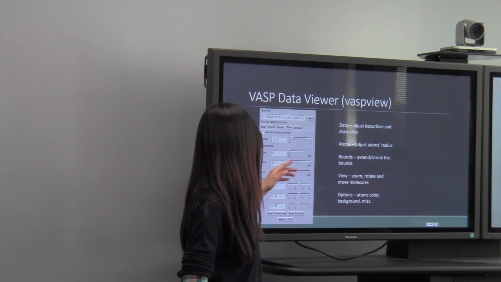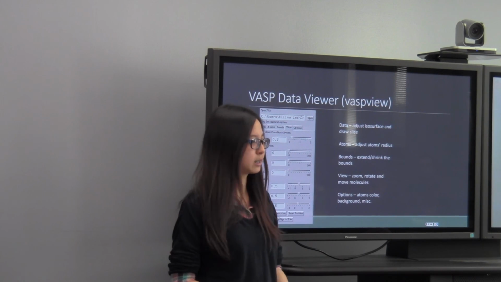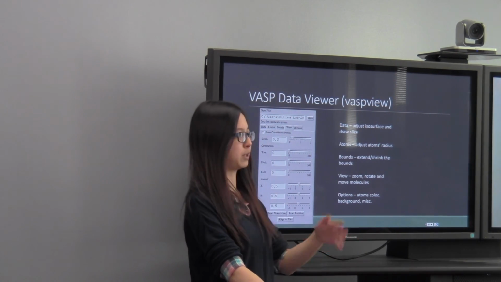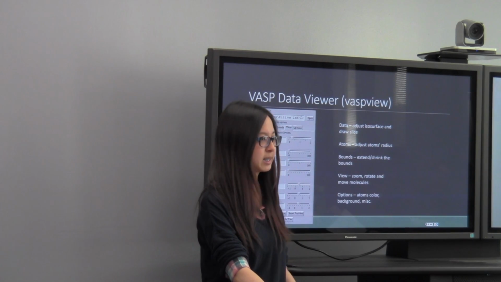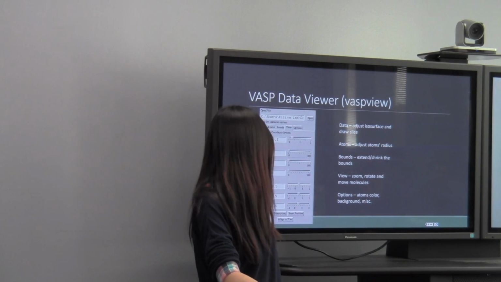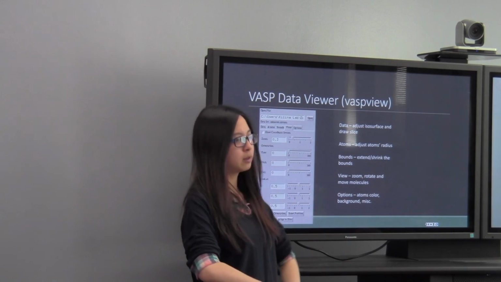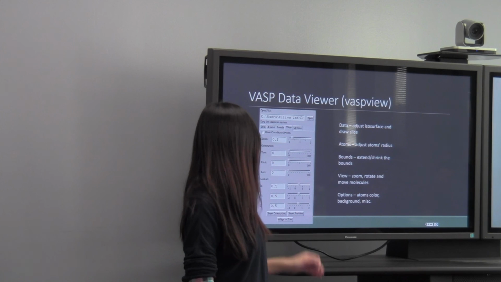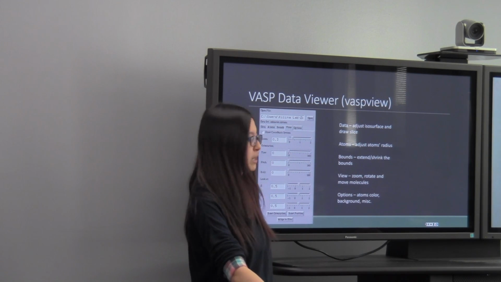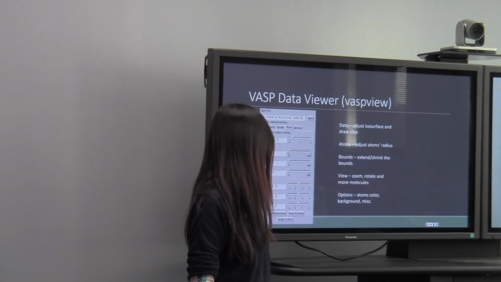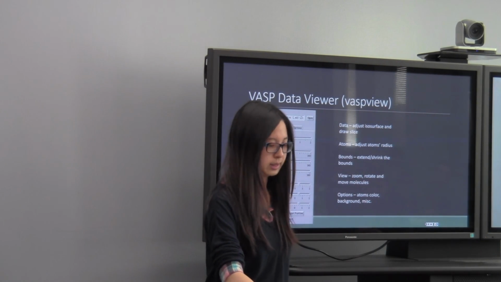Let's go through briefly how to use VESTA. In the data tab, you can adjust your isosurface and choose whether to draw the slice. In the atoms tab, you can adjust the atom radius. In the bound tab, you can extend or shrink the bounds. In the view tab, you can zoom, rotate, or move the molecules around, and miscellaneous options can be found in the options tab, like changing the atom colors, background, and things like that.